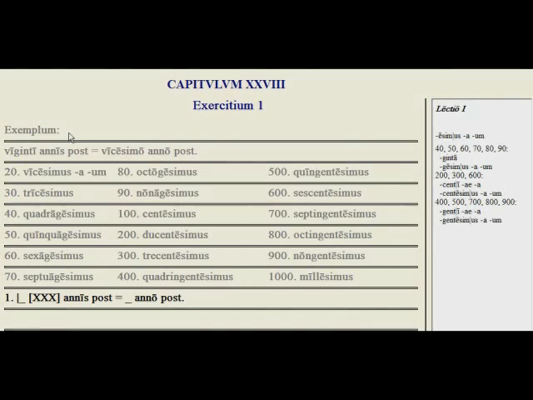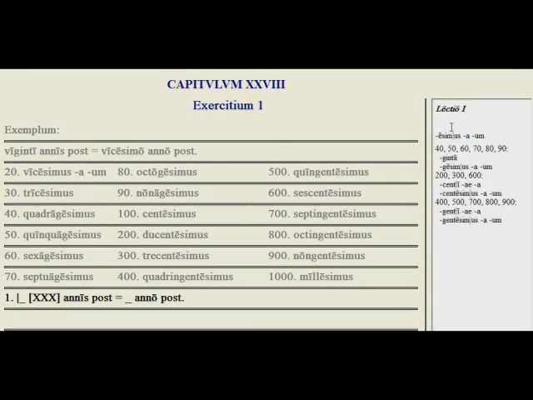So the practice here is first with a cardinal number, followed by an ordinal number, as a way of telling time. So here we have viginti annis post, 20 years later, and here we have vicesimo anno post, the 20th year afterward. So a little bit different way of saying it.